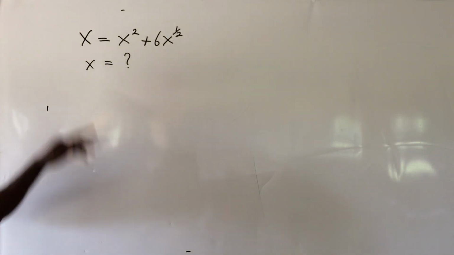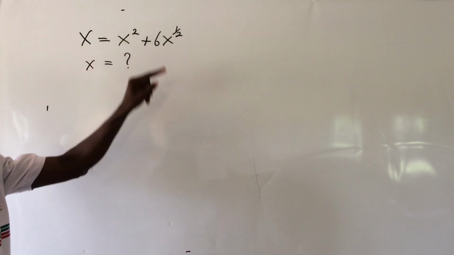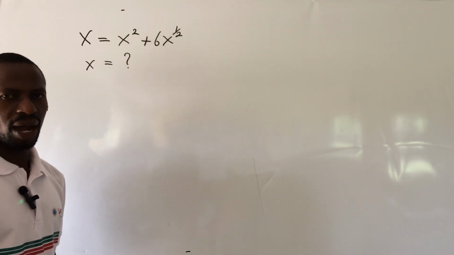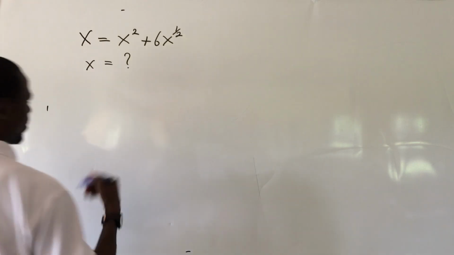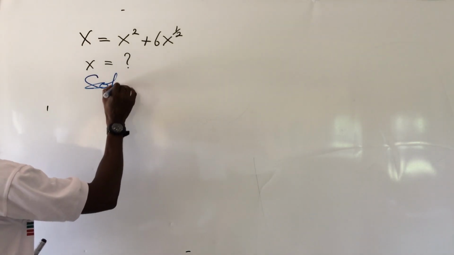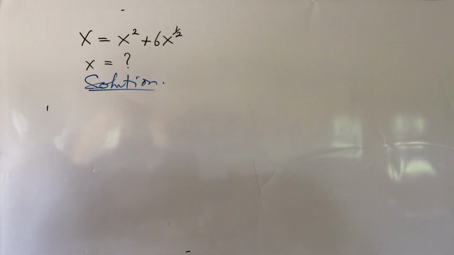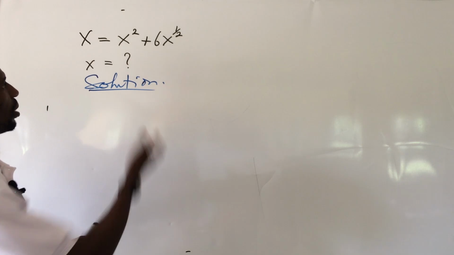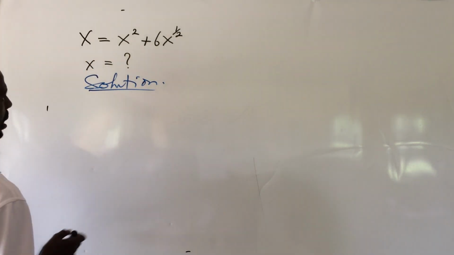So the question says x equals x to the power of 2 plus 6x to the power of 1 over 2. All right, so we take down our solution. From here, we are looking for the possible values of x. So we take down our question.